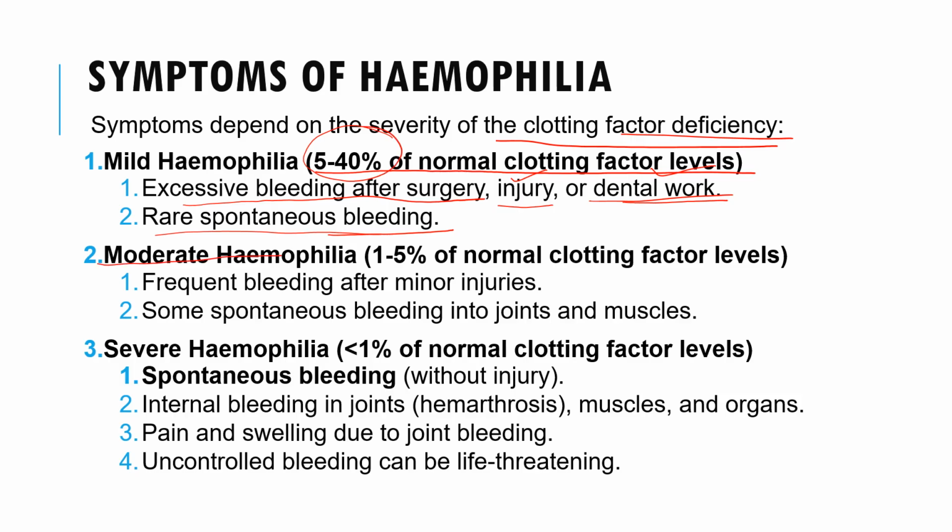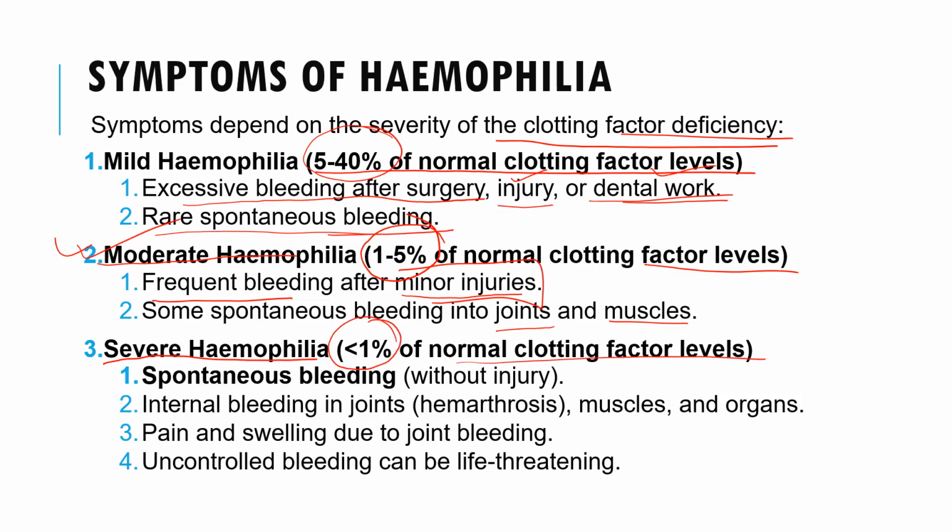Now in moderate hemophilia, only 1 to 5% of the normal clotting factors are working. Frequent bleeding will happen in internal joints as well as muscles, and frequent bleeding after minor injuries will happen. Okay, so that is moderate hemophilia. And then comes severe hemophilia, when less than 1% of normal clotting factors are working.